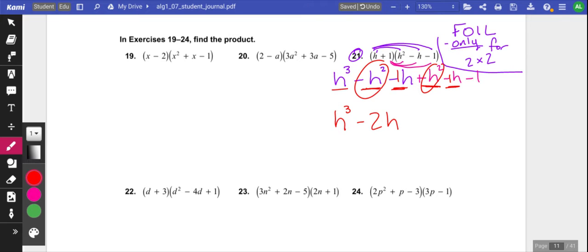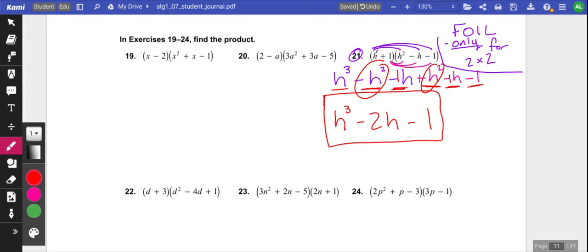Okay, so just be super careful with signs and all that stuff. That's really the easiest way to mess up this type of problem. Right? And then just one constant, negative 1. And there I go. I've got my final answer there. Everything is combined that I can combine. I'm good to go.